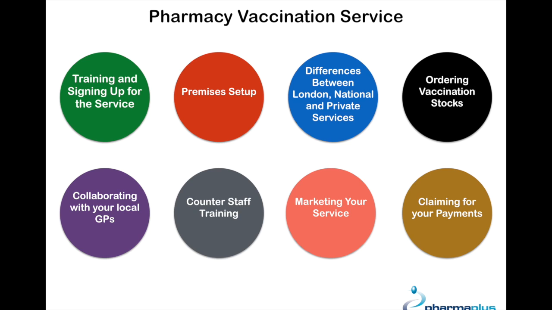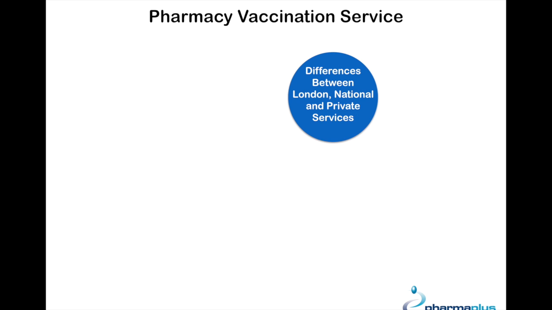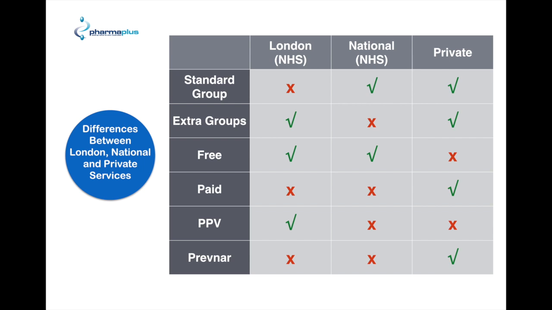Now we'll be discussing the differences between the London, the national and the private services. This is a quite nice little table. It describes to you really what the differences between the different types of PGDs are. It's pretty obvious what I'm trying to say here.